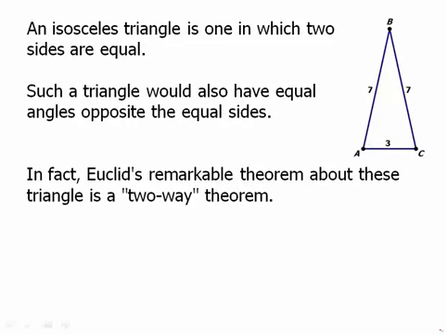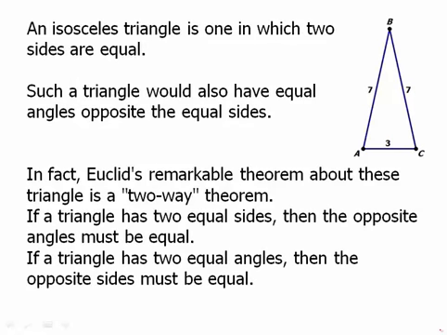In fact, Euclid's remarkable theorem on this topic is a two-way theorem. What do I mean by that? If a triangle has two equal sides, then it must have the opposite angles equal. And if it has two equal angles, then the opposite sides must be equal. So from the sides you can deduce the angles, from the angles you can deduce the sides. It's a two-way theorem.